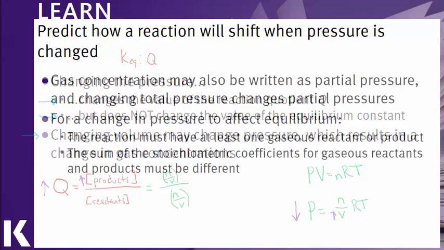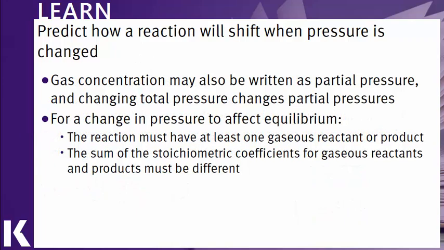Now, while we can determine Keq using the concentration of products over the concentration of reactants, this can also be written in terms of partial pressure, where Kp equals the partial pressure of the products over the partial pressure of the reactants. Suppose we have 2 moles of gaseous product for every 1 mole of gaseous reactant, then our Kp would look like this.